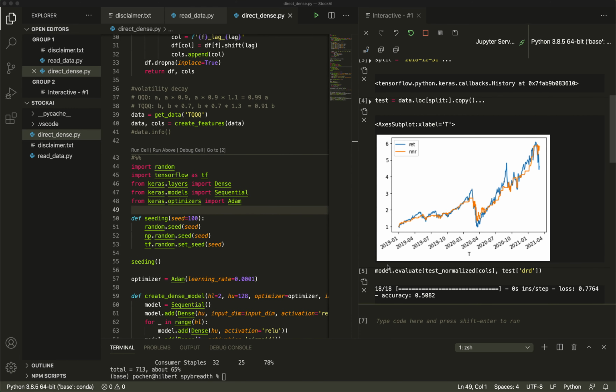Trying to understand this particular result, right? So this orange curve is the cumulative reward generated by this neural network-based active trading strategy, right? And then this blue curve was the very passive buy and hold strategy, right? That's the cumulative reward, right?